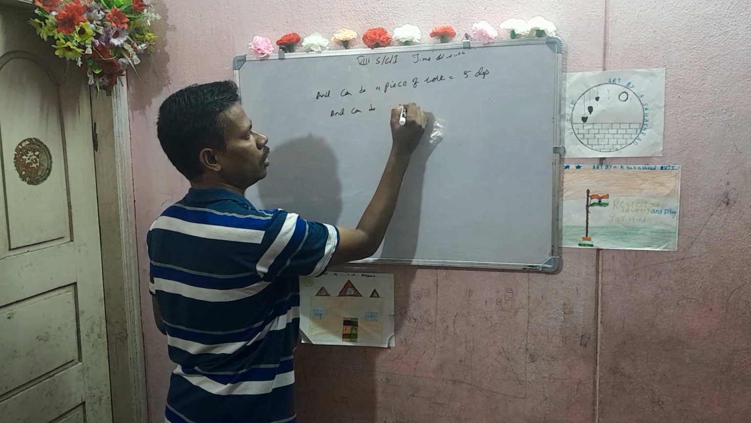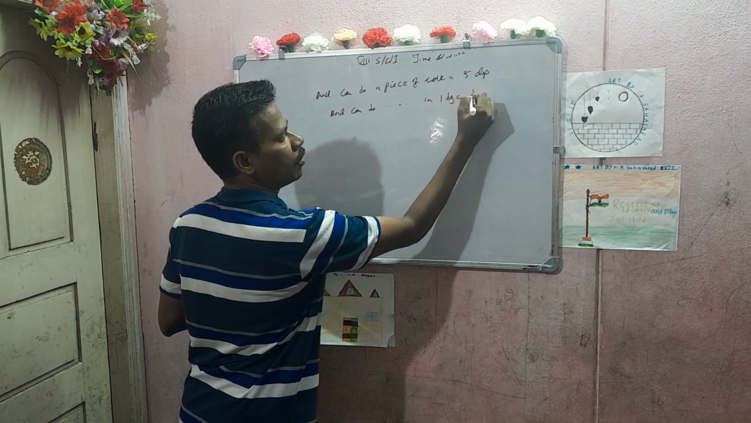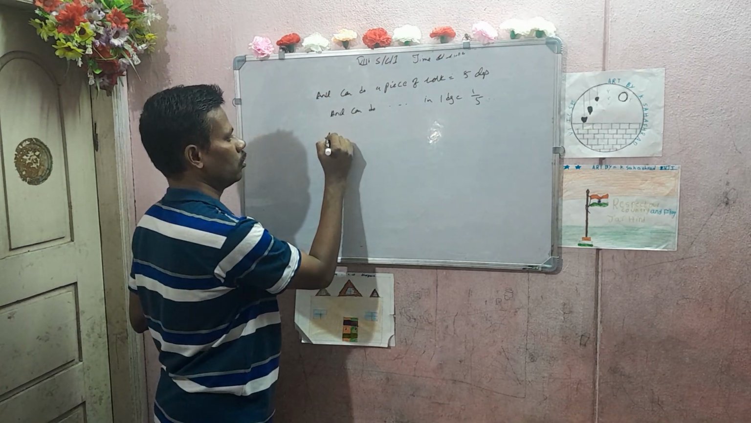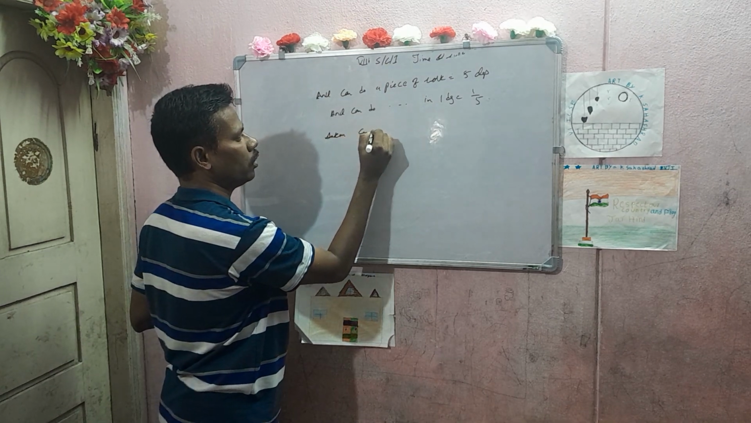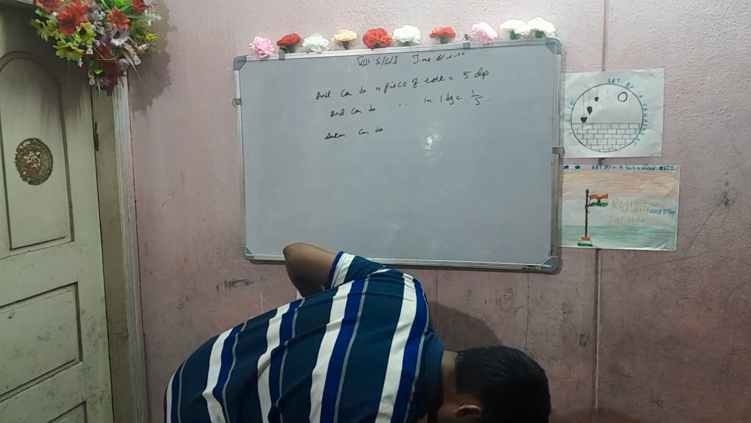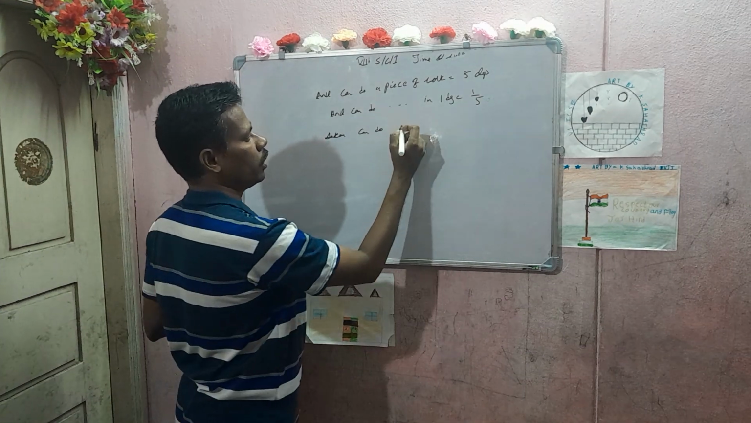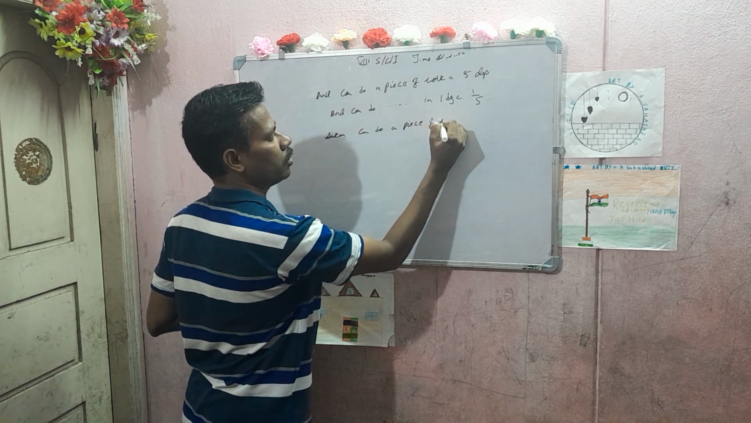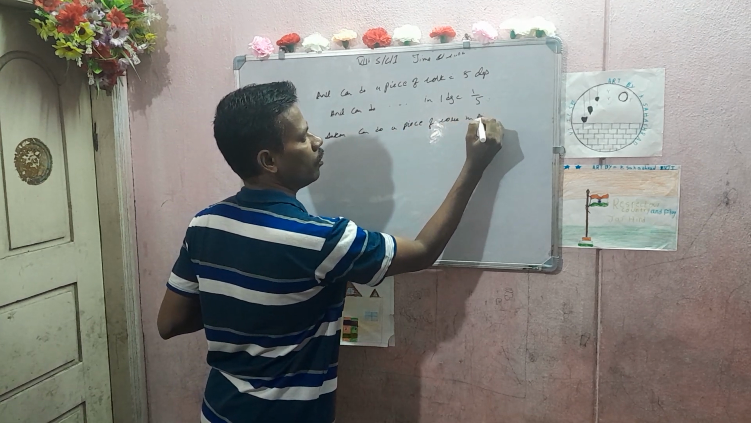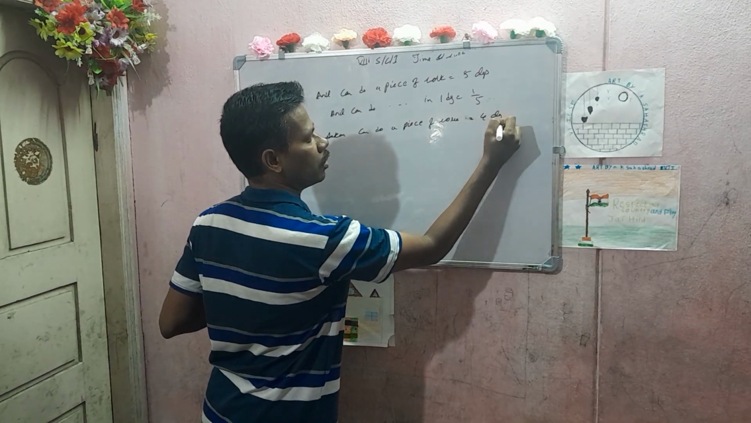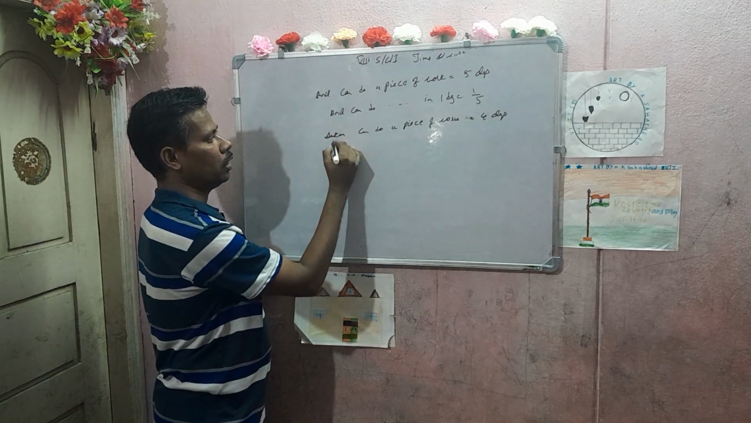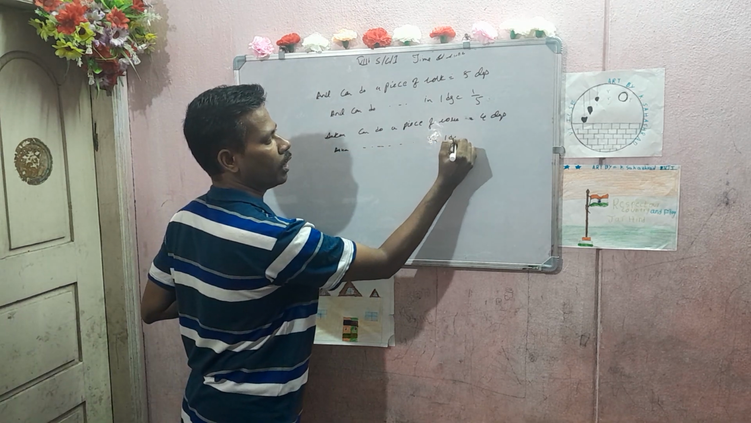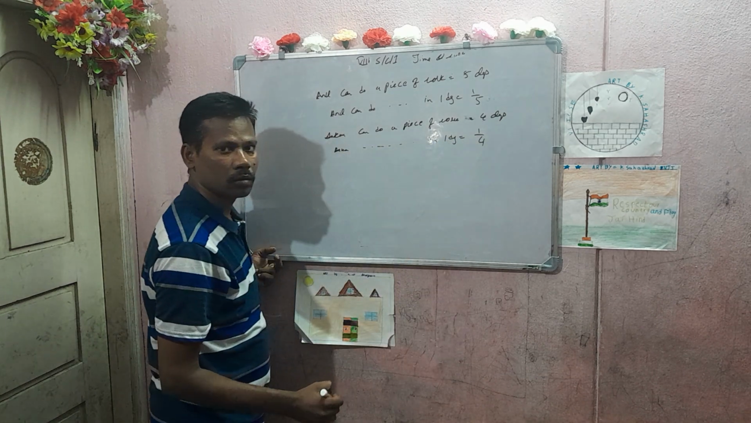Anil can do a piece of work in 1 day, 1 by 5. Next, Ankur can do a piece of work in 4 days. Same thing. So again, Ankur can do a piece of work in 1 day, 1 by 4.